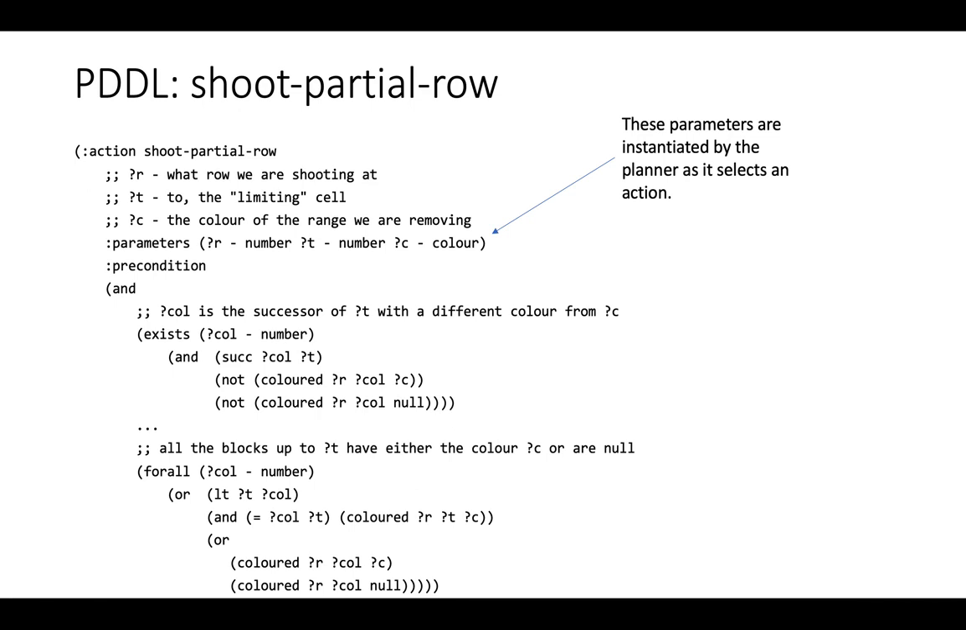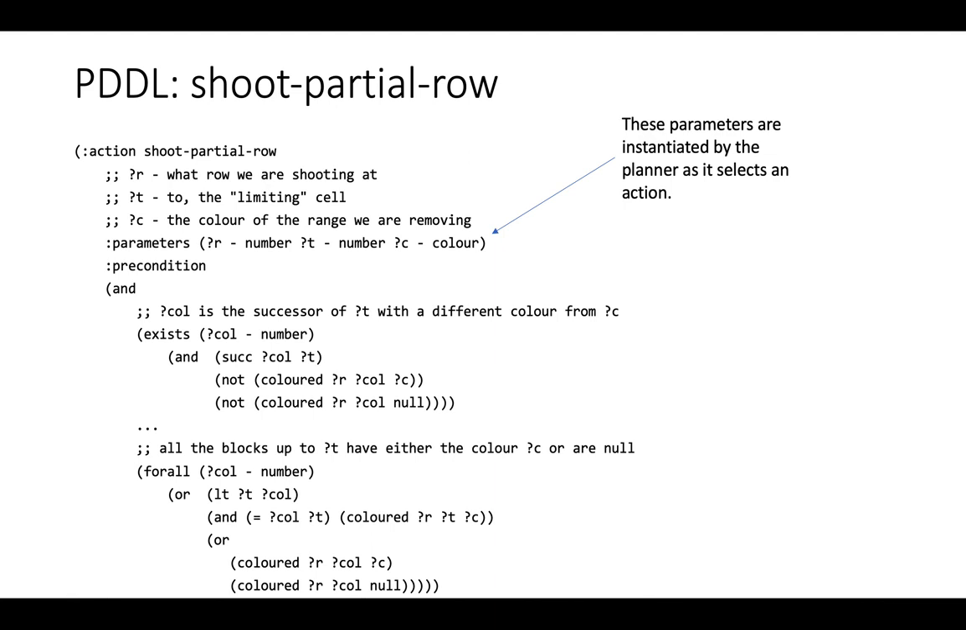So we have a fairly similar structure to what we saw in the Essence Prime there. You can see some parameters at the top of this action specification, and essentially the planner is going to instantiate these as it selects an action. So here we've got which row are we talking about, which cell are we going to reach up to when we're shooting along a partial row, and the color that we're talking about as well.